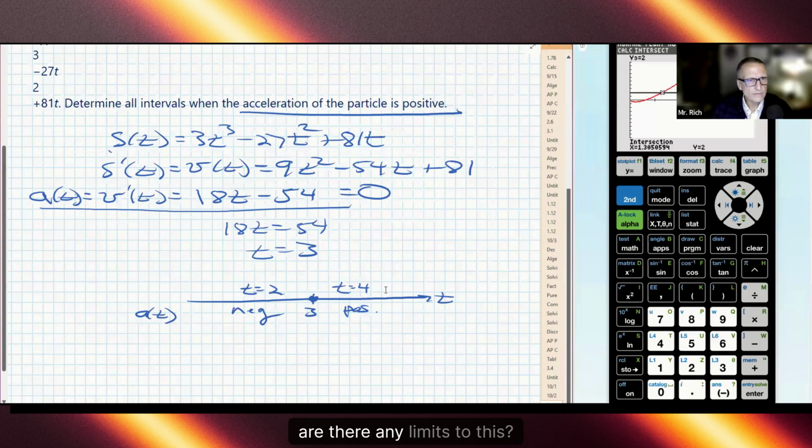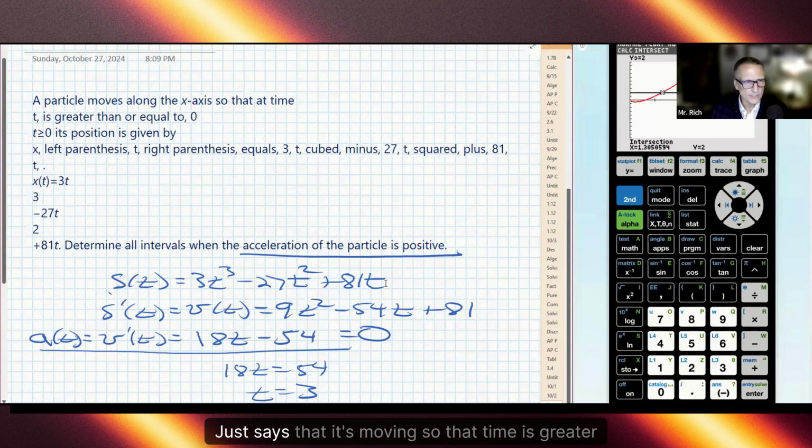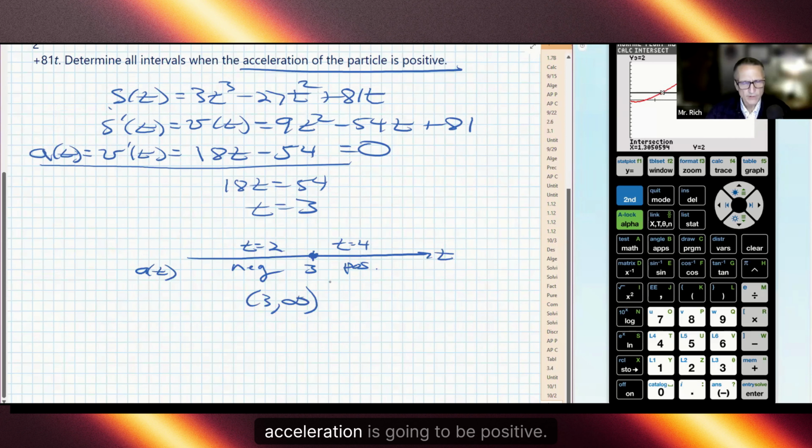Now, are there any limits to this? It just says that it's moving so that time is greater than or equal to 0. So that means then that my answer here is from 3 to infinity, where acceleration is going to be positive.